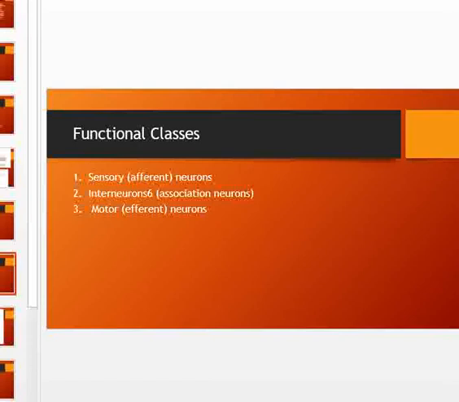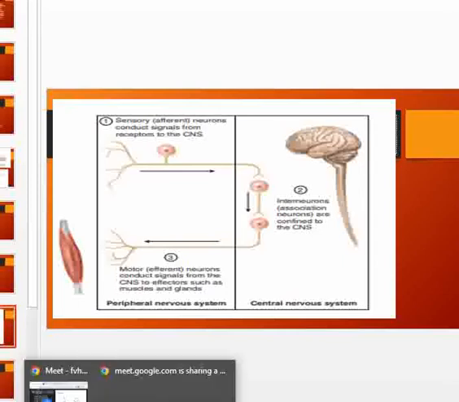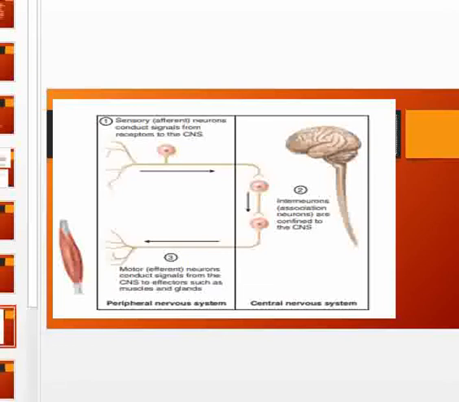Now I wanted you to be able to see the image I've just mentioned. Yeah, you can see we have sensory afferent neurons. Are you able to see? Is it displayed? Can somebody say anything? Yes. Okay, if you're able to see.